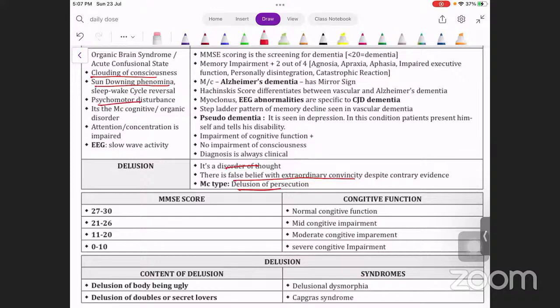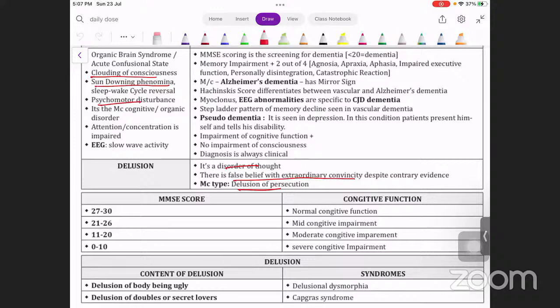Any of these two will be there, along with memory impairment, which is called dementia. And what do we use for dementia? MMSE scoring is used for dementia. It is most commonly associated with Alzheimer's. And apart from that, Lewy body dementia is seen in Parkinson's.